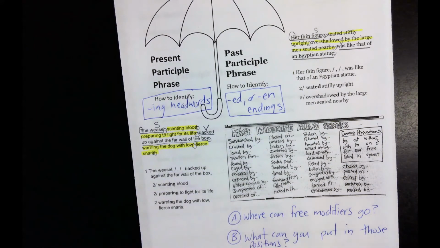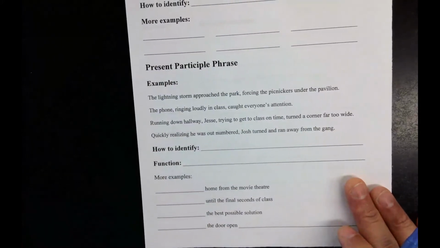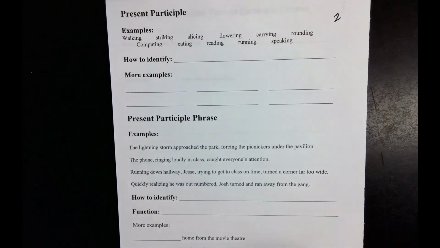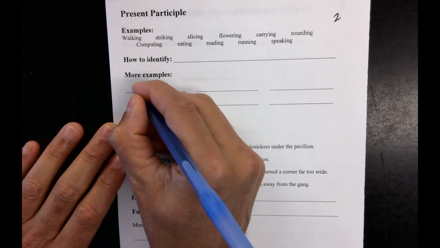We'll start in a place that's a little easier. There's way more present participles in the English language than there are past participles. There's just way more ing words. And that means as we flip to the next page, you can see some examples right here. Walking, striking, slicing, flowering, carrying. I'm going to come up with 3 more, and you're going to come up with 3 more, and those who are watching this from their computers probably.